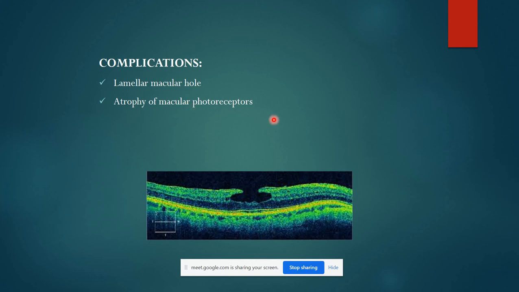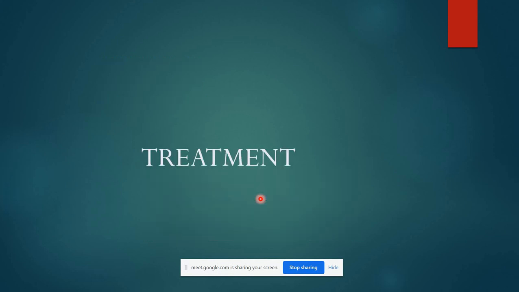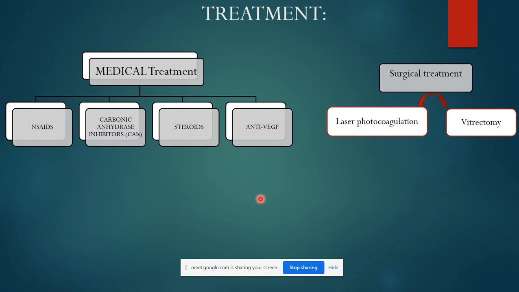Okay, so coming to the complications: lamellar CME, lamellar hole is a very big complication, and then there is atrophy of the macular receptors. Atrophy is a lack of pigmentation. Okay, coming to the treatment, it can be divided into medical treatment and surgical treatment.